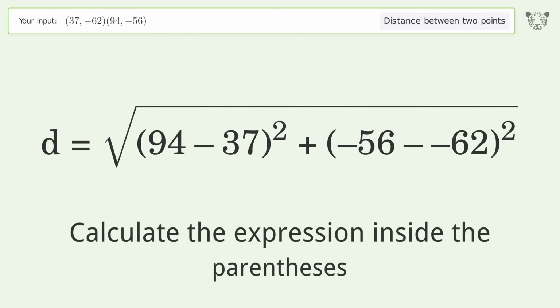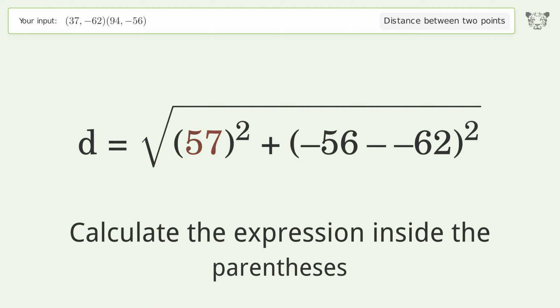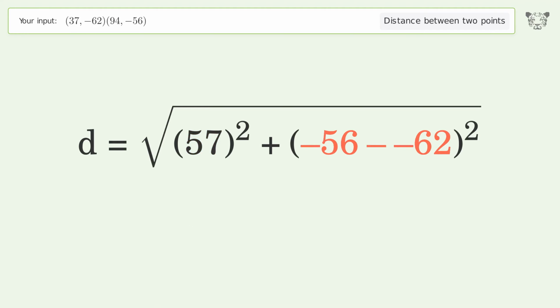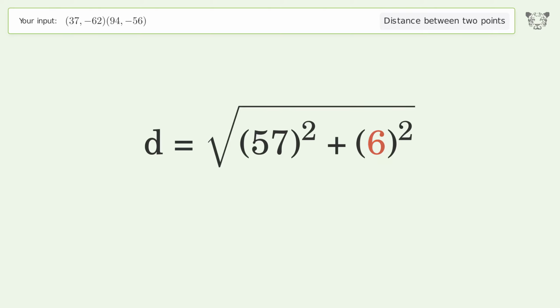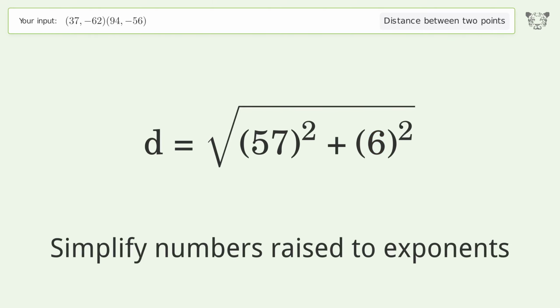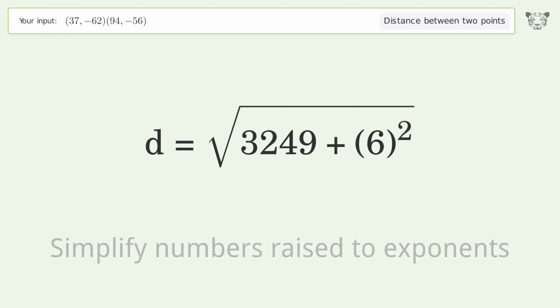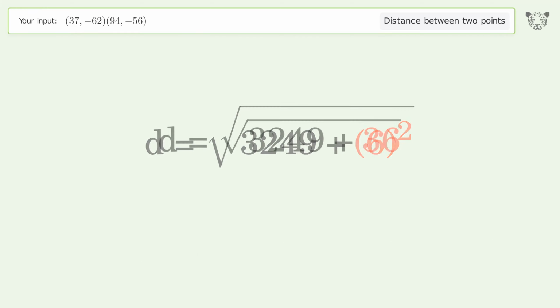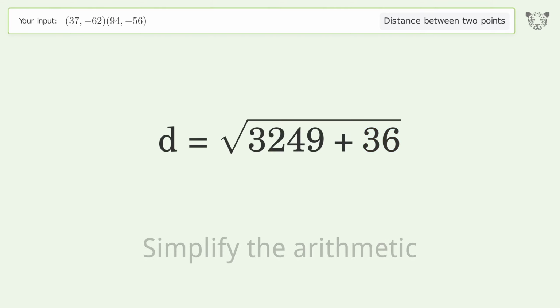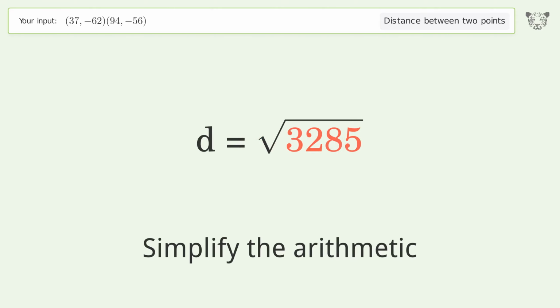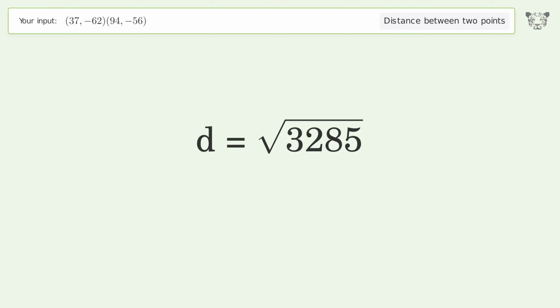Calculate the expression inside the parentheses. Simplify numbers raised to exponents. Simplify the arithmetic. And so the distance between the 2 points is the square root of 3,285, or 57.315.